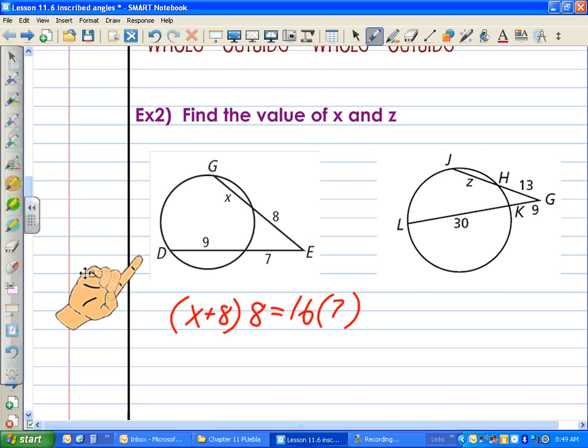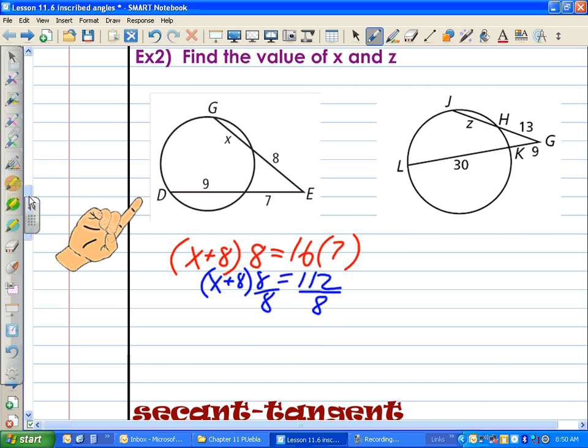Okay. What's this over here? 16. It's 121. What is it? 112. Who's going off what she said? Hold on. 112, x is 8, times 8, divide by 8. I'm going to divide by 8 there. 14.